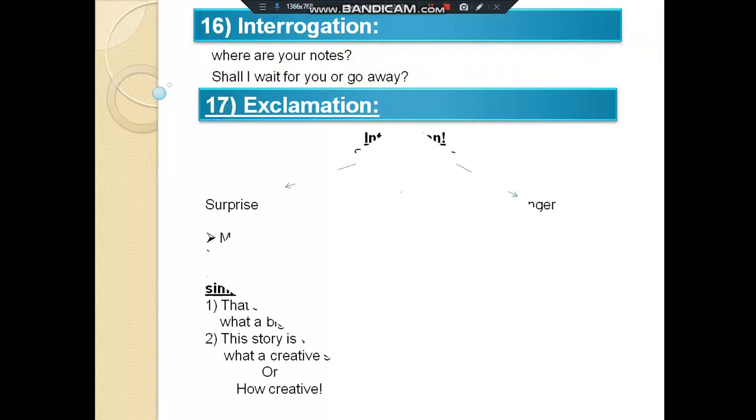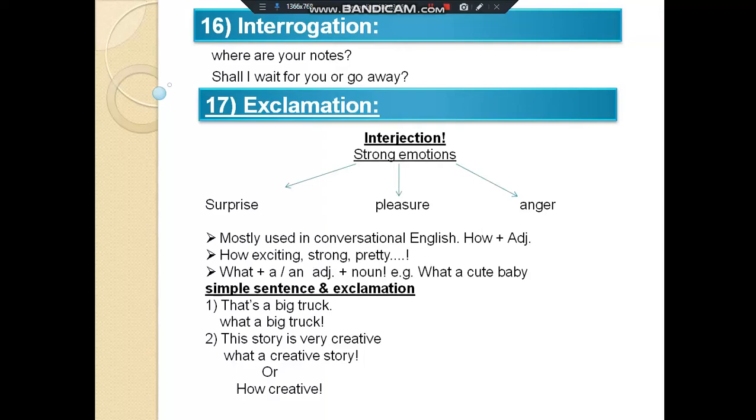The next one is exclamation. Again, very easy. Exclamation is also called interjection. It means that you are expressing your strong emotions of surprise, pleasure and anger. It is mostly used in our conversational style, in our speaking. The proper structure is how plus some adjective. For example, if I say how exciting, how strong, how pretty, it means how plus some adjective is used, that is called an exclamation, and at the end an exclamation mark is also used.